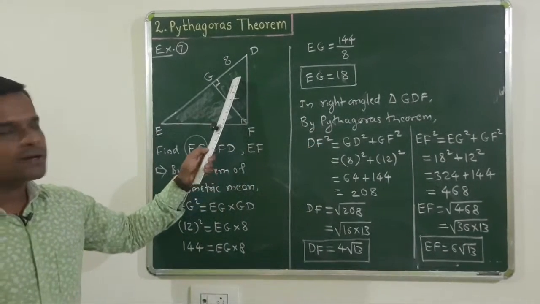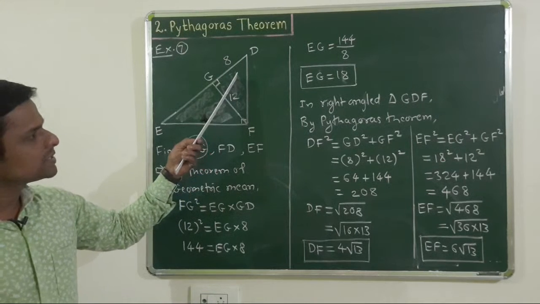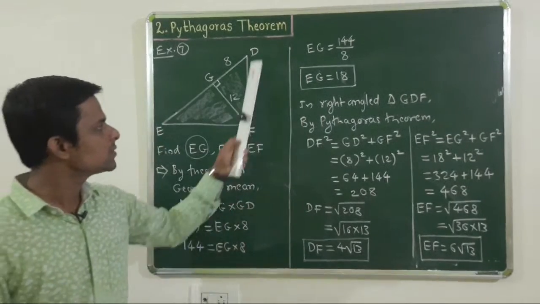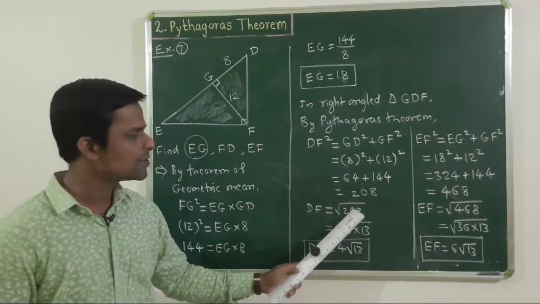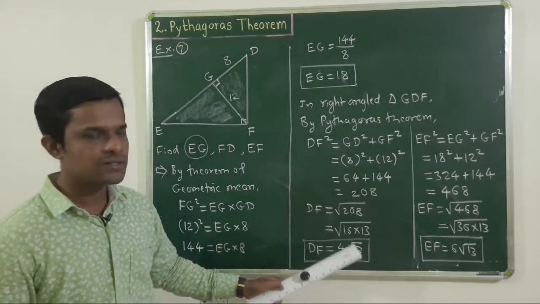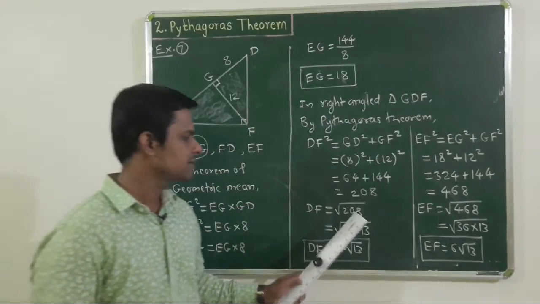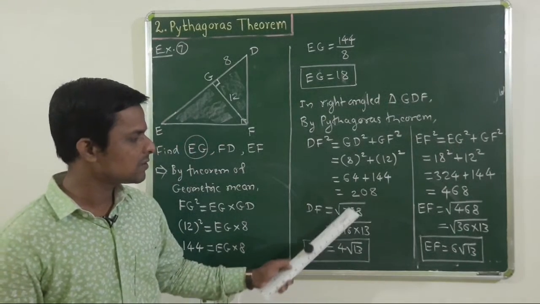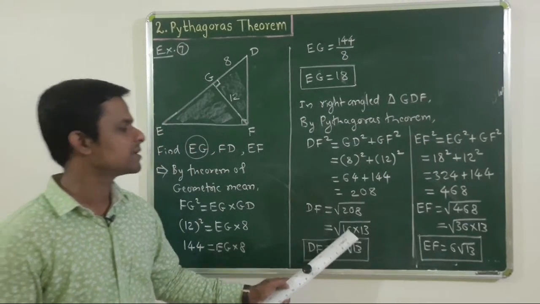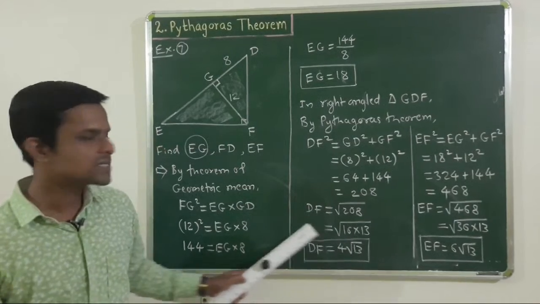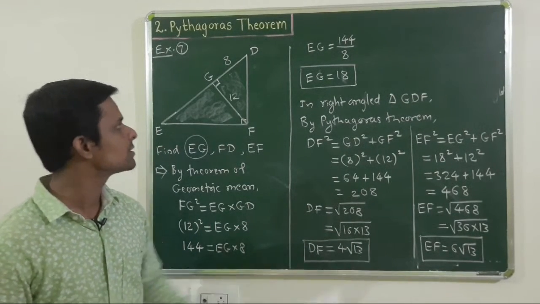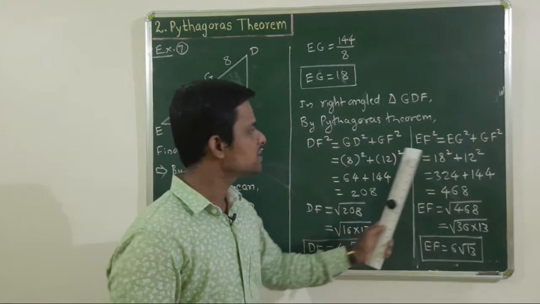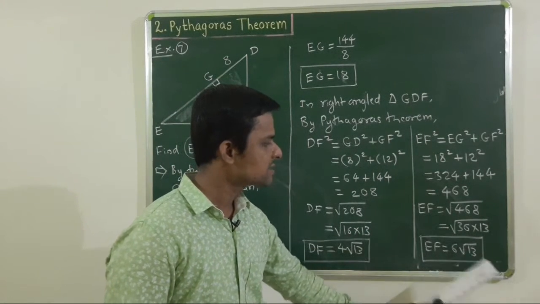Now in right angle triangle GDF, by Pythagoras theorem we get DF as square root of 208. This is also correct and this is also correct. Both answers are correct. You can stop here also. But by splitting this 208 as 16 into 13, taking 16 outside, we get DF as 4 root 13. Similarly, in this right angle triangle, again by Pythagoras theorem, we get EF as 6 root 13.